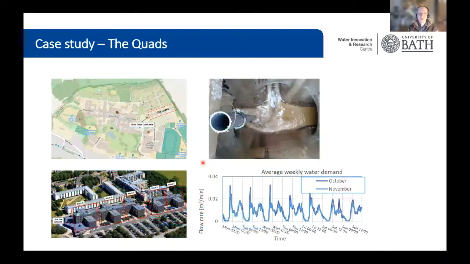Now, let's take the step to the UK. This is our campus in Bath, and you see here some of the student accommodation. This is the map, and this is where the student accommodation is. For those familiar with our campus, this is near the east car park, the Quads. And the good thing about the Quads is that our estates department has installed water meters for cold and warm water in these areas.